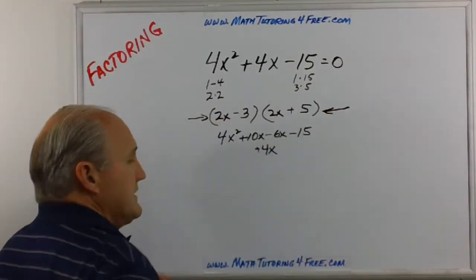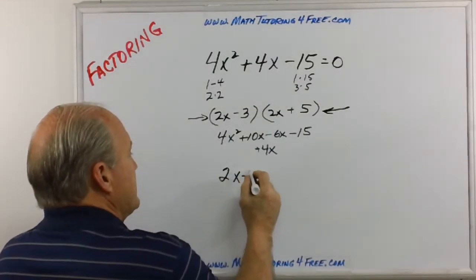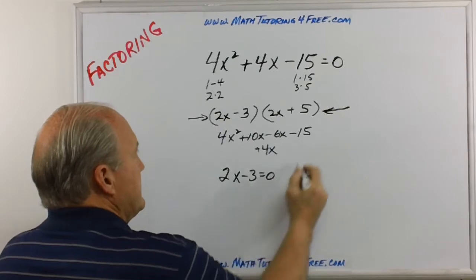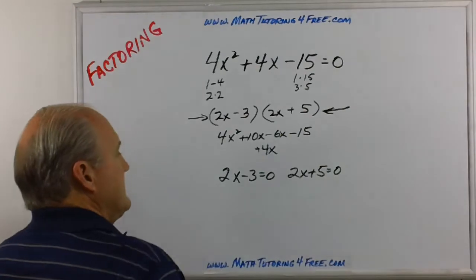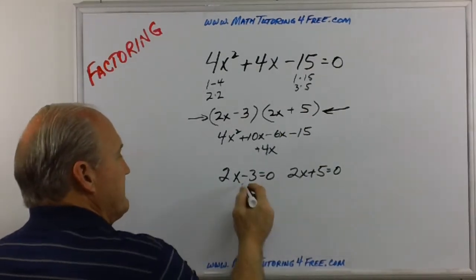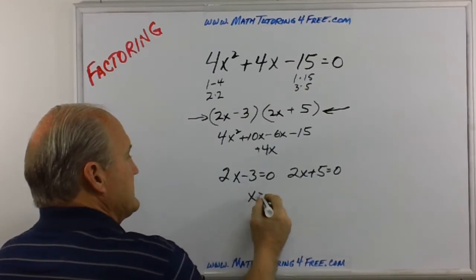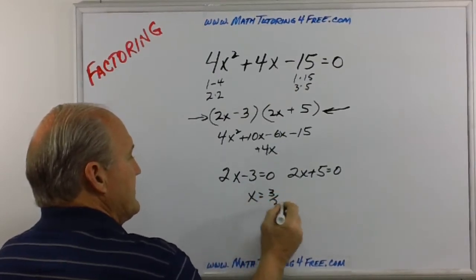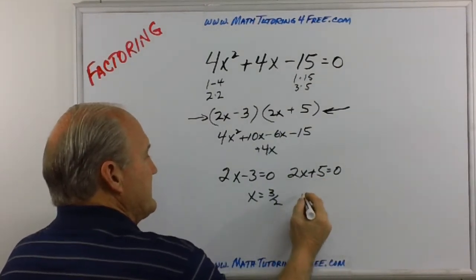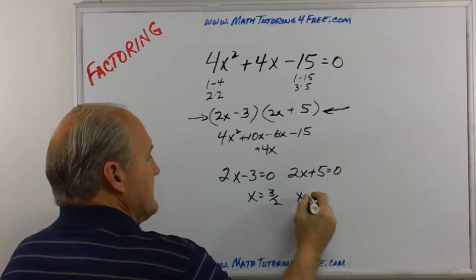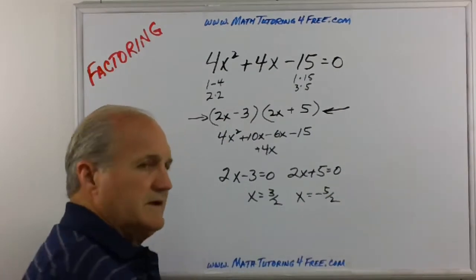What do we do, again, to solve for x? We set those factors equal to 0. 2x minus 3 equals 0, and 2x plus 5 equals 0. How do we solve? Well, we first move the 3 over to the other side, then divide by 2, and we're going to get what? x is equal to a positive 3 over 2. In this case, we move 5 to the other side. That's going to become a negative, though, and we end up with a negative 5 over 2.